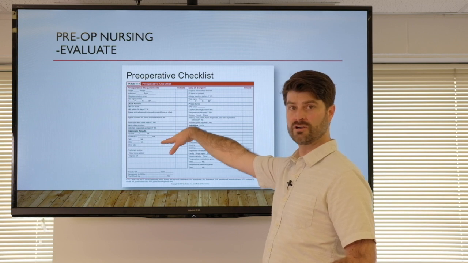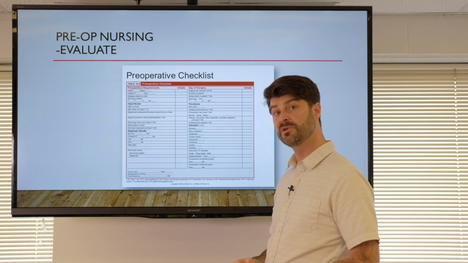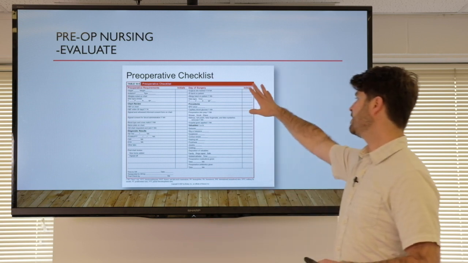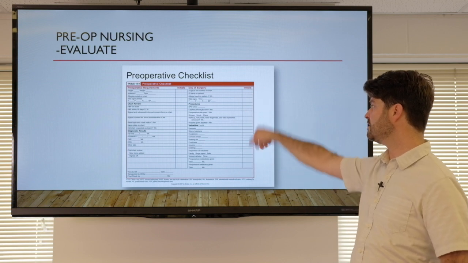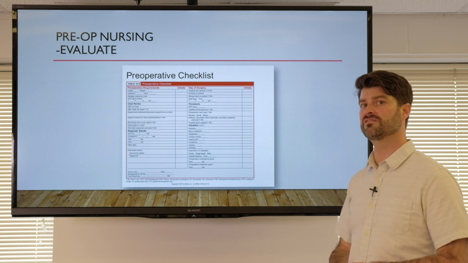But it's things like vital signs. Has their assessment been documented? Do they have any blood work that's been done? So their hemoglobin, hematocrit, all their CBC results. And then, have they been NPO? Do they have an ID band on? And then what's going on with other valuables and any prostheses that the patient may come in with.